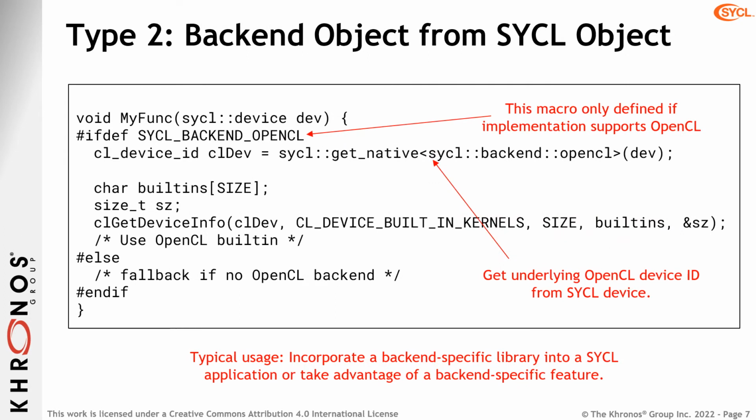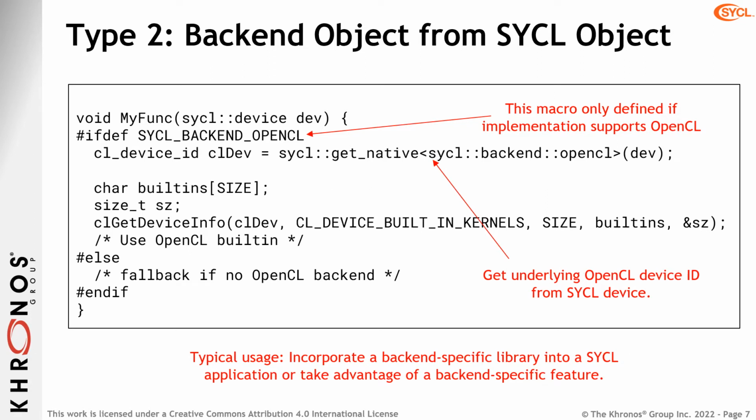The second type of backend interop allows you to get a backend object from a SYCL object, sort of the opposite of what we saw before. To illustrate, let's take a look at this code snippet where the function takes a SYCL device object as a parameter. The goal is to use OpenCL with that device, but in order to do that, we need to somehow get a CL device ID that corresponds to it.